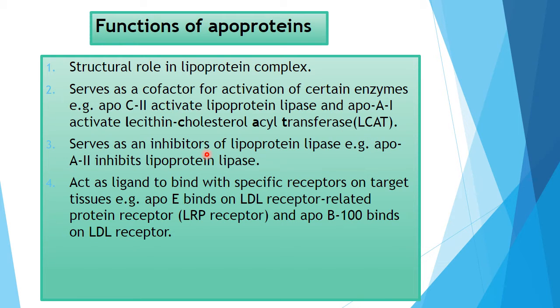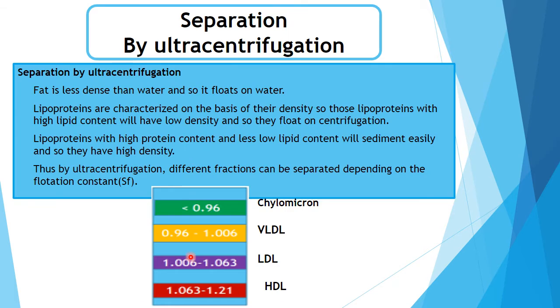Some apoproteins serve as inhibitors for enzymes, and ApoA2 inhibits lipoprotein lipase. They also serve as ligands to bind with specific receptors on target tissue. For example, ApoE binds on LDL receptor related protein receptor, and ApoB100 binds on LDL receptor.